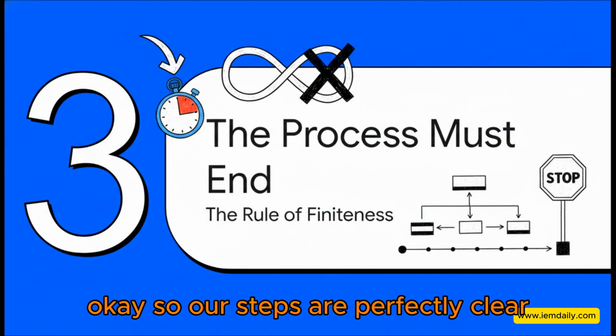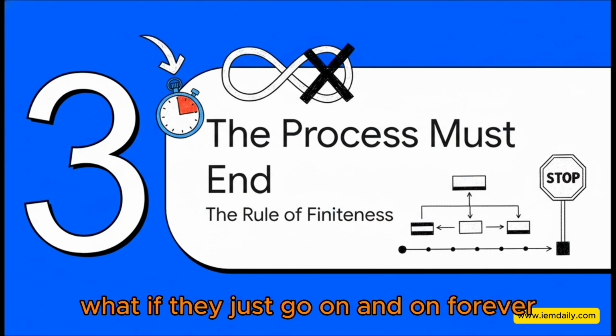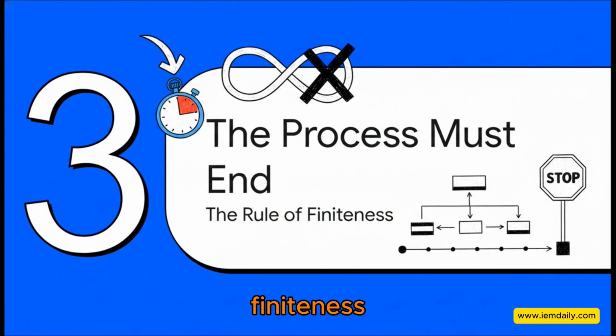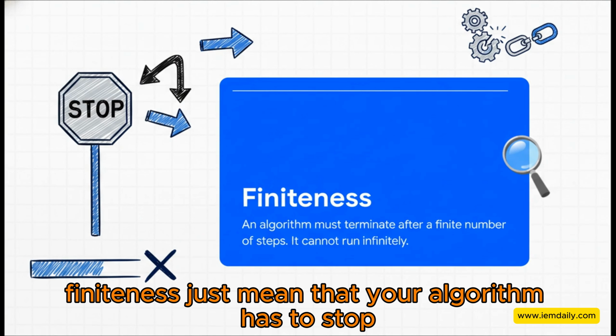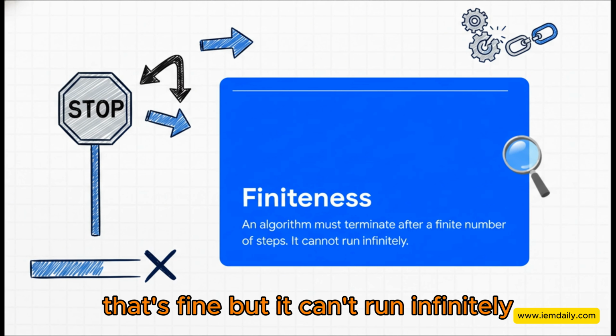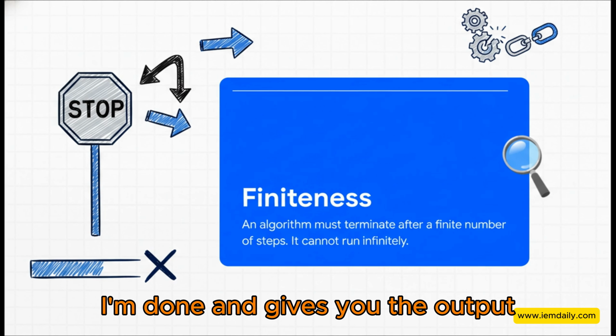Okay, so our steps are perfectly clear. But what if they never stop? What if they just go on and on forever? That brings us to our 3rd super important rule, finiteness. Finiteness just means that your algorithm has to stop eventually. It could have 10 steps or 10 million steps, that's fine, but it can't run infinitely. There has to be a specific endpoint where it says, okay, I'm done, and gives you the output.